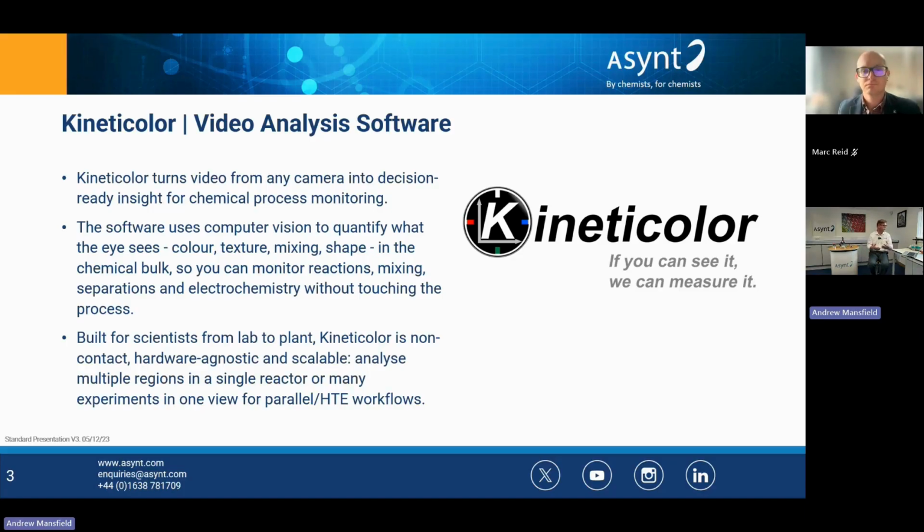And with that, you can monitor your reactions, you can monitor mixing, separations, and electrochemistry applications without needing to touch the process. So this is built for our audience here, for scientists, from lab to plant. It's size exclusive. And Kineticolor is non-contact. It's hardware agnostic and it's scalable. It allows you to analyze multiple regions within a single vessel. It's extremely powerful. And as it's one view, you can also use this for looking at high throughput experiment workflows as well.